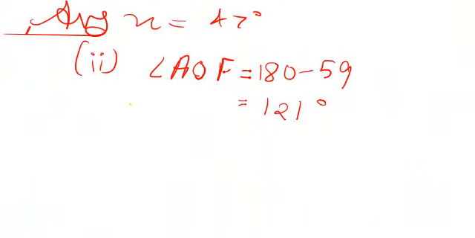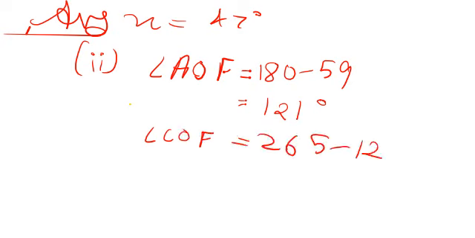Angle COF, I'll change this. So angle COF equals how much? 265 minus 121, and this will be how much? 5 minus 1 is 4, 6 minus 2 is 4 as well, 2 minus 1 is 1, so 144 degrees. Angle COF equals 144 degrees.